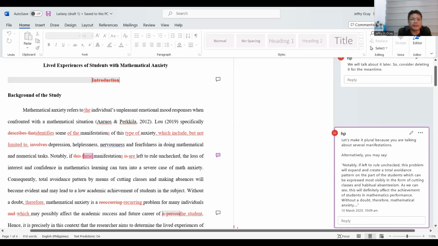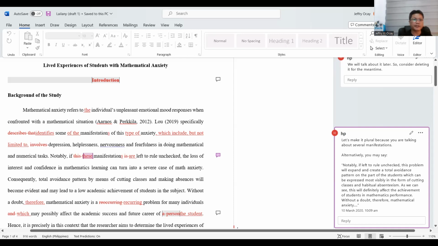So I'll be repeating, of course, the inputs, the write-up of my advice, but this time I am presenting it as a sample of a background of the study written using the inductive style of writing.